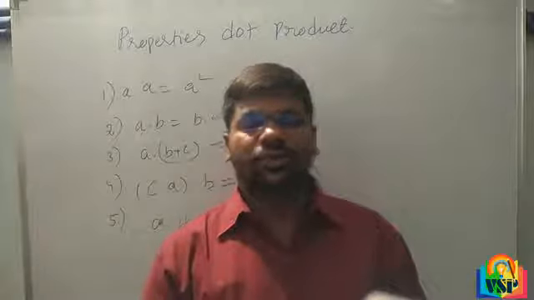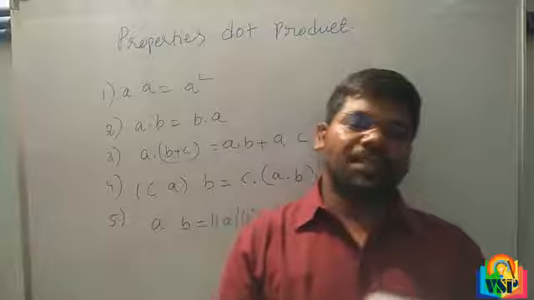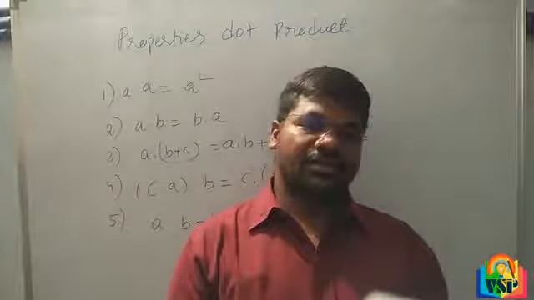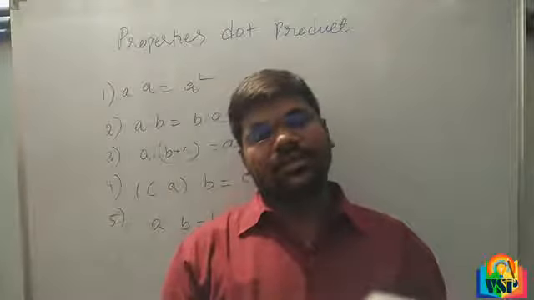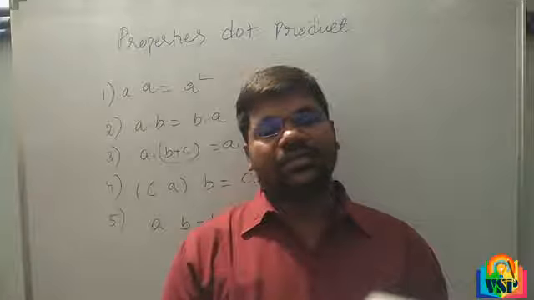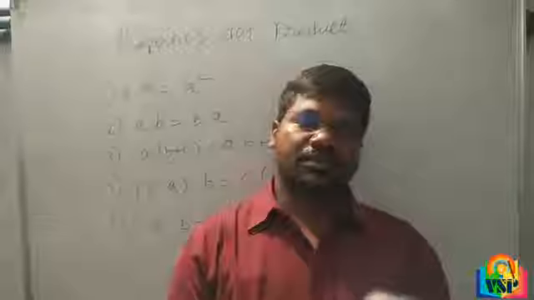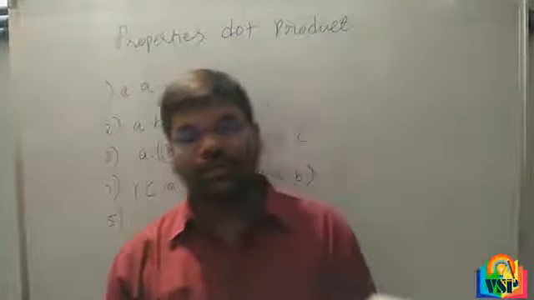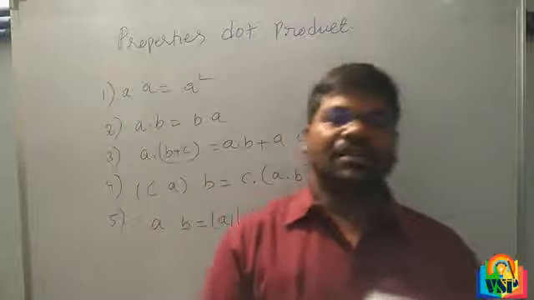Fourth one, (c bar times A bar) dot B bar is equal to c times (A bar dot B bar). Okay, so how we can read it: c bar dot A bar dot B bar is equal to c bar dot (A bar dot B bar). Last one, A bar dot B bar is equal to modulus of A modulus of B cos theta.